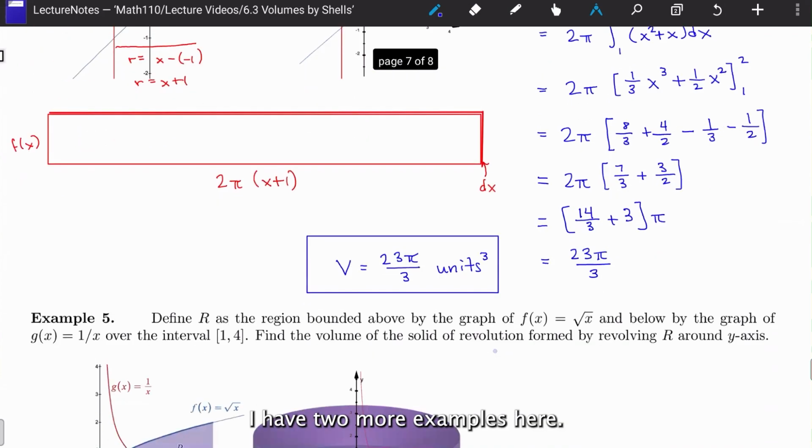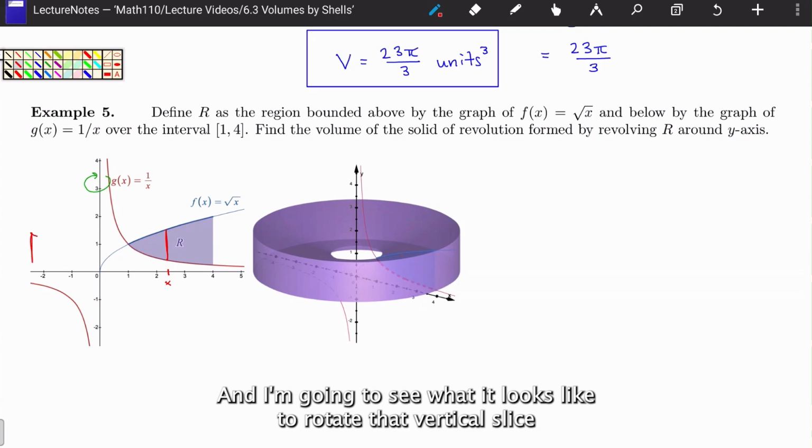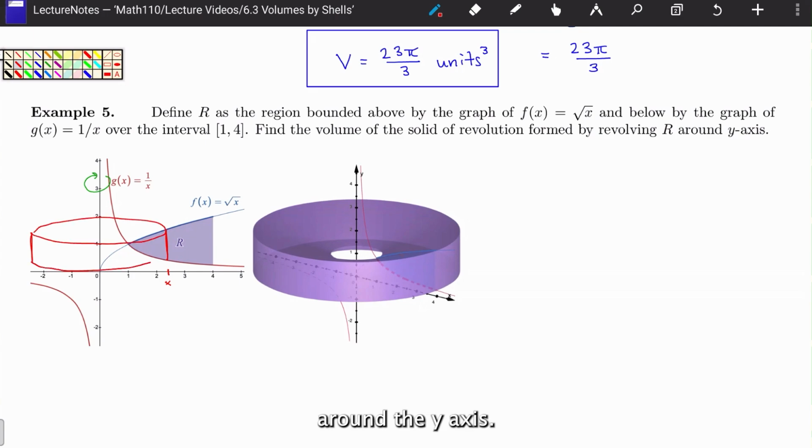All right, I have 2 more examples here. So here is a region R that is defined as being between 2 curves. And we're going to rotate it around the y-axis. So again, I'm going to just kind of indicate that. And I'm going to pick an x value. There's my x value. And I'm going to take a vertical slice through that region. And I'm going to see what it looks like to rotate that vertical slice around the y-axis.